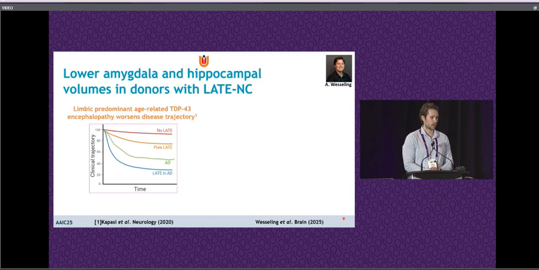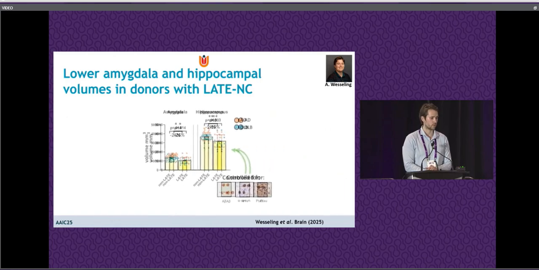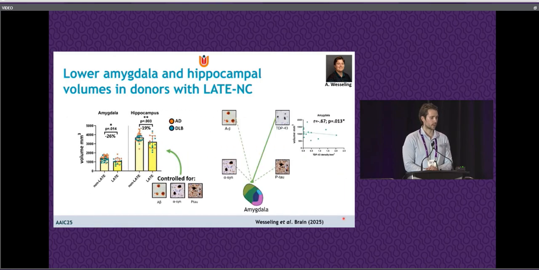And then a colleague of mine, Alex Wesseling, looked in donors with limbic predominant age-related TDP-43 encephalopathy. And we know that this worsens disease trajectory. So patients with LATE comorbidity have a more aggressive clinical trajectory. And indeed, we saw that LATE cases versus non-LATE cases had a lower amygdala and hippocampus volume. And this was controlled for co-pathologies. And in the amygdala specifically, this association was driven by TDP-43 accumulation.